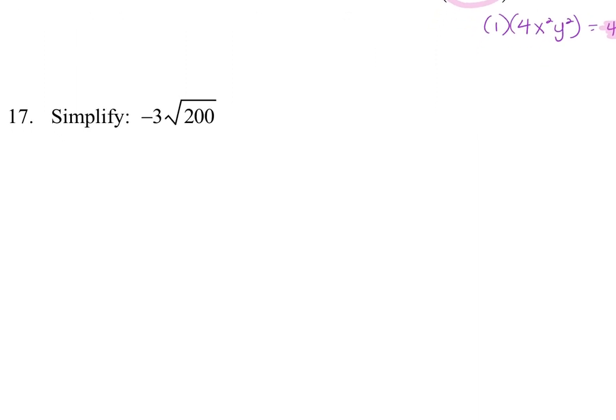17, we're going to break that radical down again. 2 and 100, which was 10 and 10. So again, if you see it there, you can stop. The 10 comes to the outside, and this would be negative 30 square root 2.